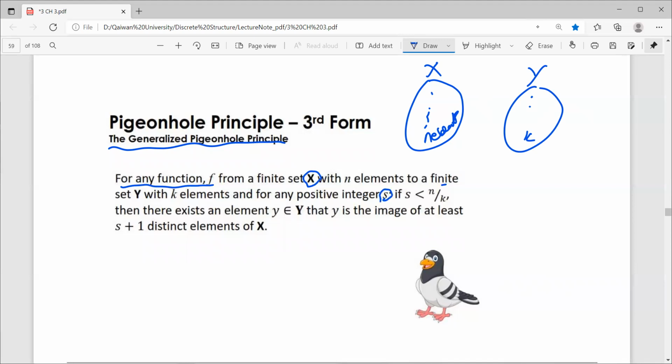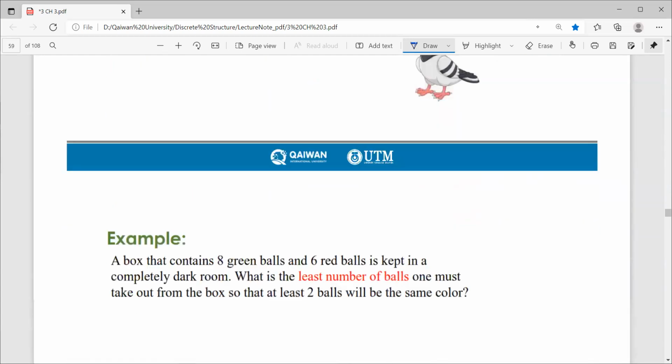if s is less than n over k, that means if we divide n over k and s is less than n over k, then there exists an element y in Y such that y is the image of at least s plus one distinct elements of X. That means there exists an element here such that we have s plus one elements which have the same image, which is y, which is that point.